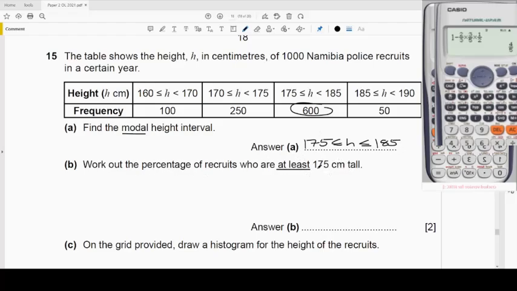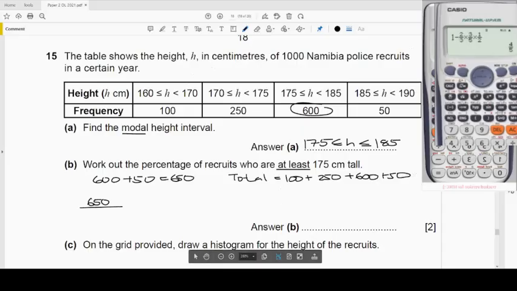So how many are at least 175? It's 600 plus 50. This is 650. So we have 650 recruits that are at least 175 centimeters tall. And now for the percentage, we say 650. We divide this by the total. The total number of recruits, this is 100 plus 250 plus 600 plus 50. So that you can work out on your calculator.